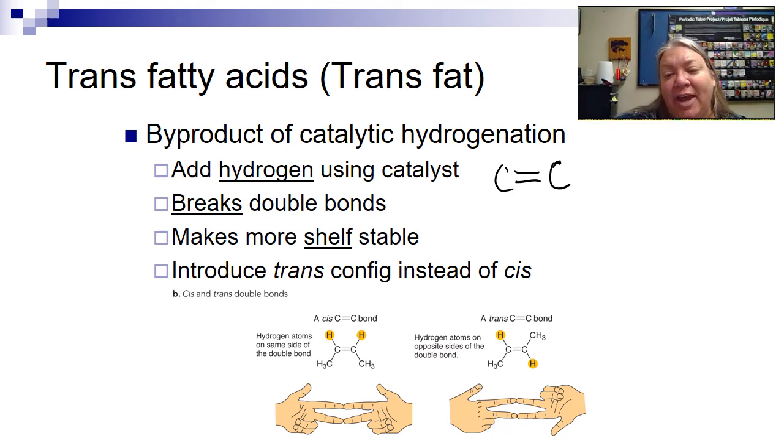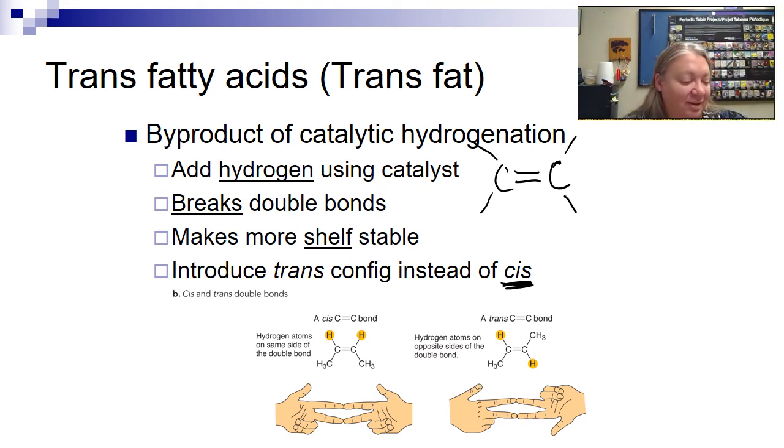It can't move one way or another. So whatever is attached to these 2 carbons are always going to be on the same side. They're going to be on the top side or the bottom side. Now if they're both in the same direction, so they're both on the top or both on the bottom, that's called cis. Cis means same, and here for same we mean both top or both bottom. So naturally occurring oils have a lot of cis configurations.